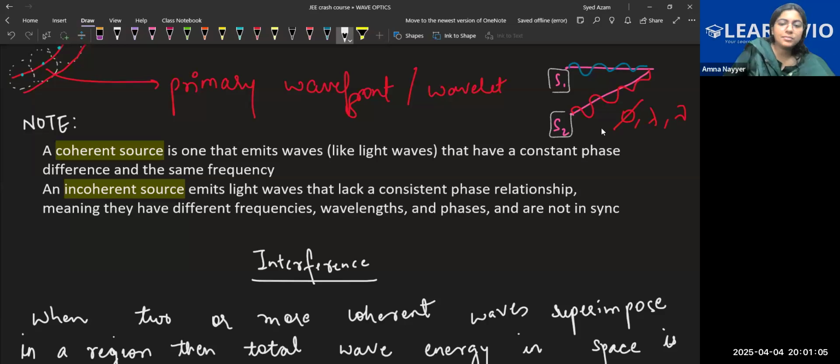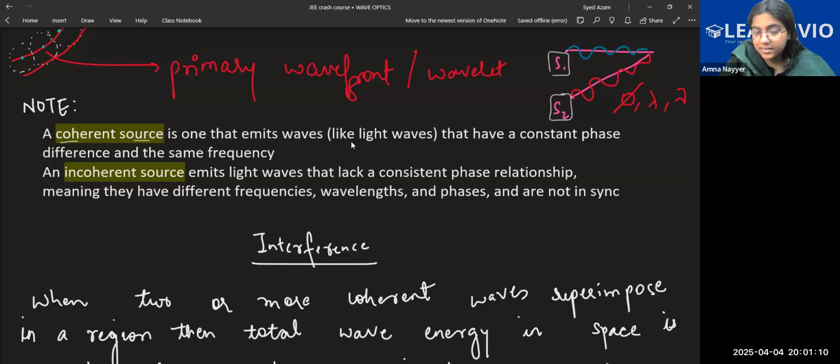And if such does not happen, so let's read the definition. A coherent source is one that emits waves like light waves that have a constant phase difference and the same frequency. Same wavelength, same phase difference, same frequency, everything is the same for coherent sources. An incoherent source emits light waves that lack a consistent phase relationship. Constant means phase difference will be there, but it won't be constant. It will be changing with time. And they may have different frequencies, wavelengths, phases, and are not in sync. Got this?